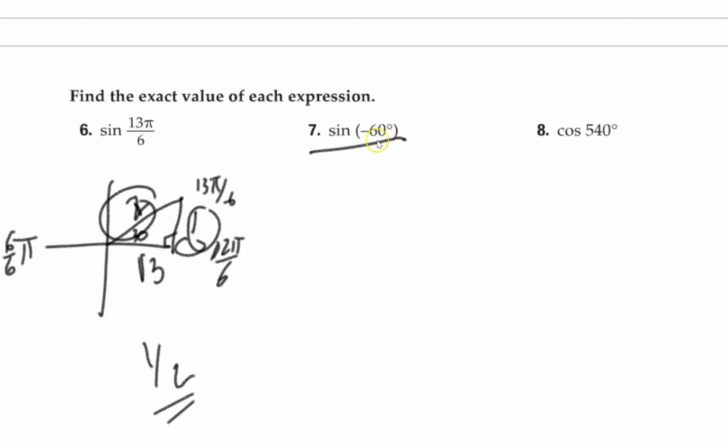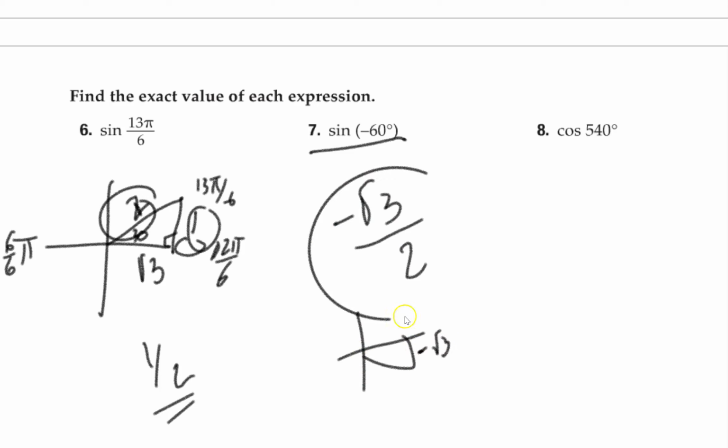Like this one, sine of negative 60. So in your head, you kind of go, wait, it's 60. What's opposite 60? Rad 3. Hypotenuse is 2. And then since it's negative, that means you're going down. So negative rad 3 over 2. You kind of draw in your head. Or look at the table in your head.